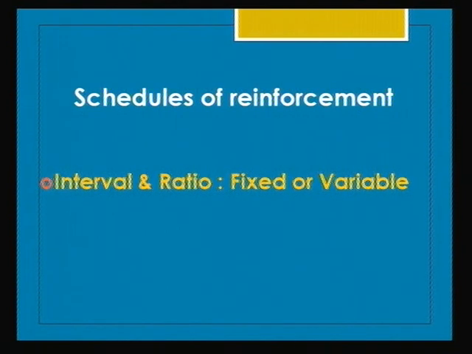Now each of these interval and ratio reinforcements can be given on a fixed or variable schedule throughout the learning procedure. For example, if I want to teach something, we can decide that we will give it after every 1 hour, or we can decide to give it after every 5 successful responses. That is fixed schedule for interval and ratio kind of reinforcement. But we can also decide that we will not keep this time or the number of successes absolutely fixed.